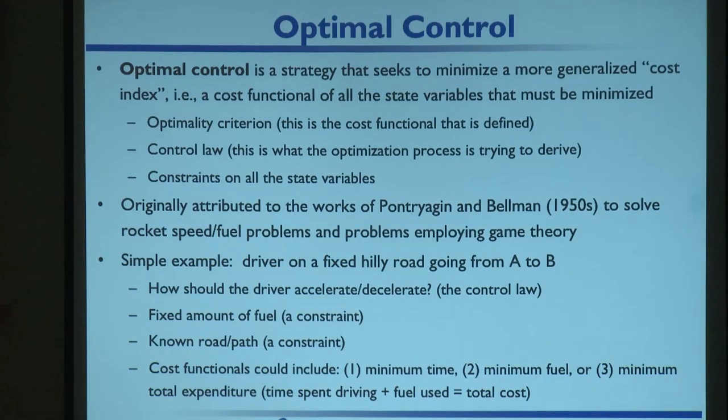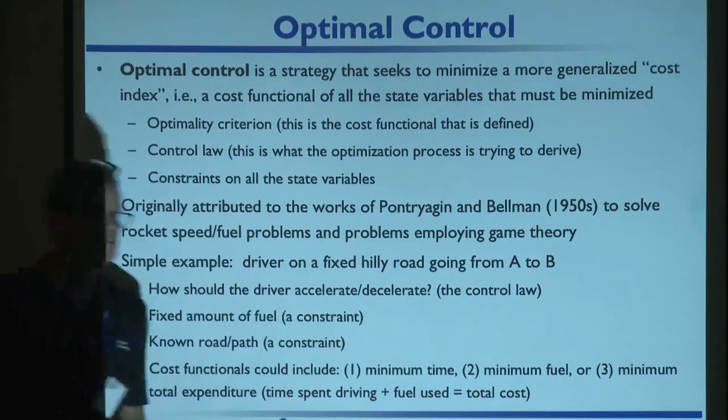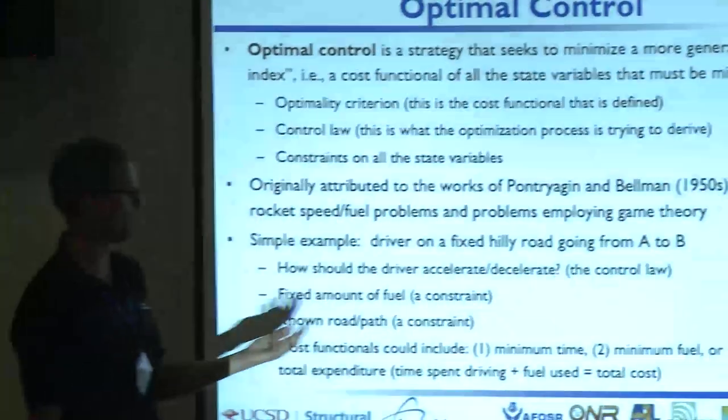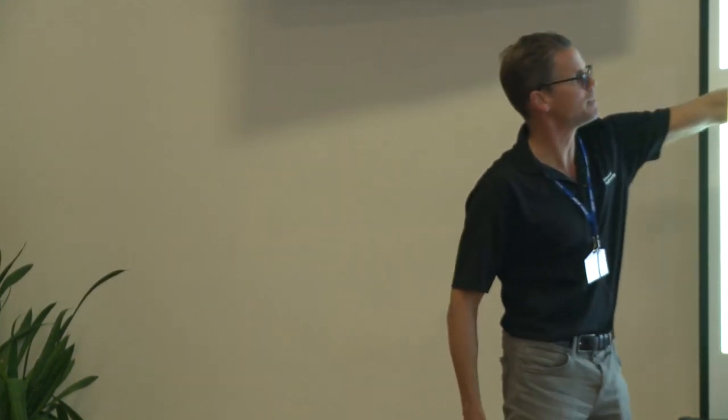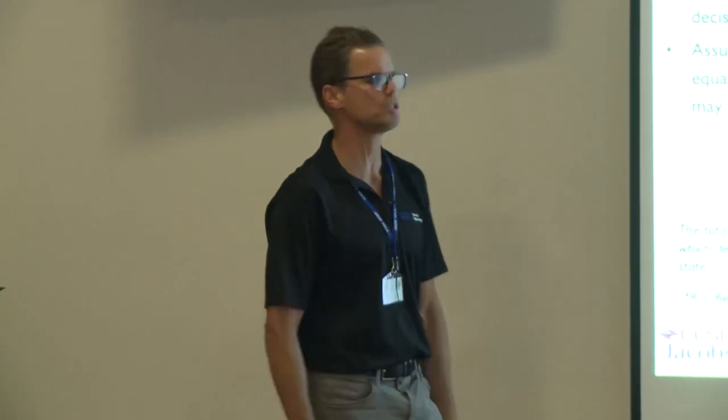And the cost functionals could be whatever you want it to be. Minimum time. I gotta be the first one to get to the beer, because I know students be all gone by the time I get there. Minimum fuel. If you've got to pay for fuel, that's important. Or minimum total expenditure. That would be like the Bayes risk, more close to the total cost that we've been talking about today. So the Bellman optimality principle: an optimal policy has the property that whatever the initial state and initial decision are, the remaining decisions must constitute an optimal one with regard to the state, starting with the first decision. Decision hierarchies, just like we're talking about in here.